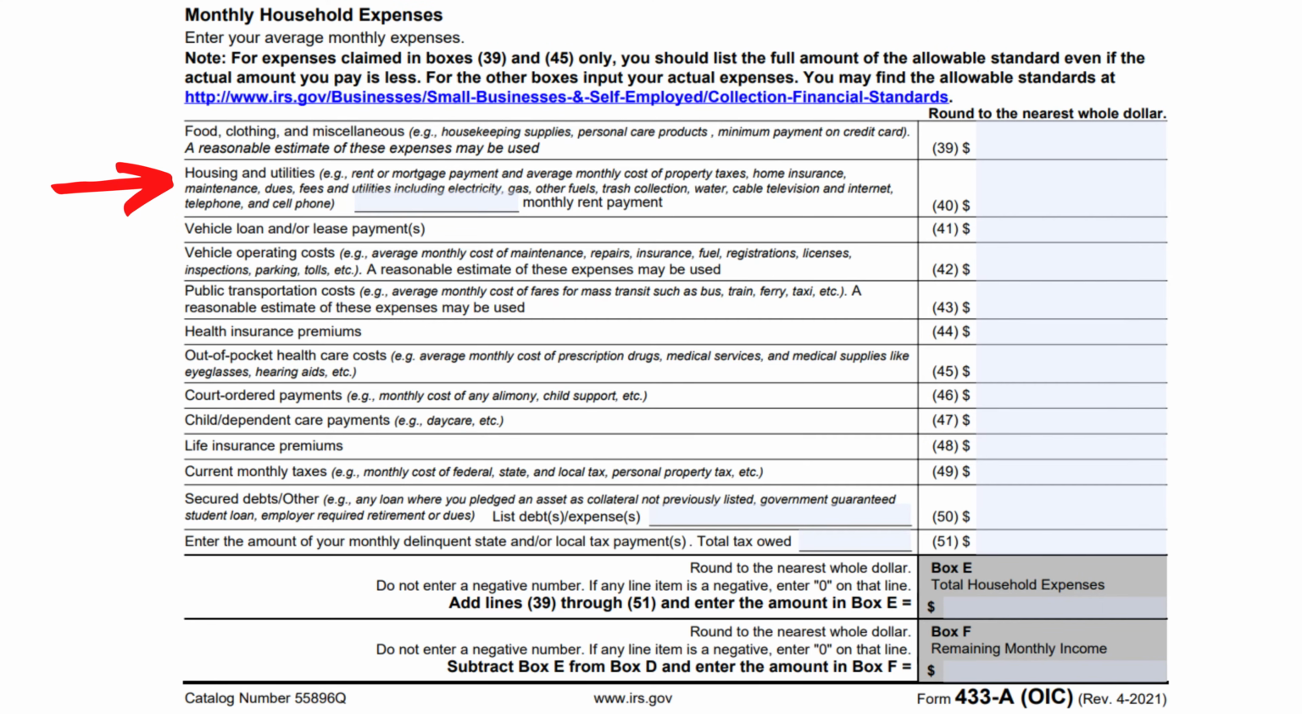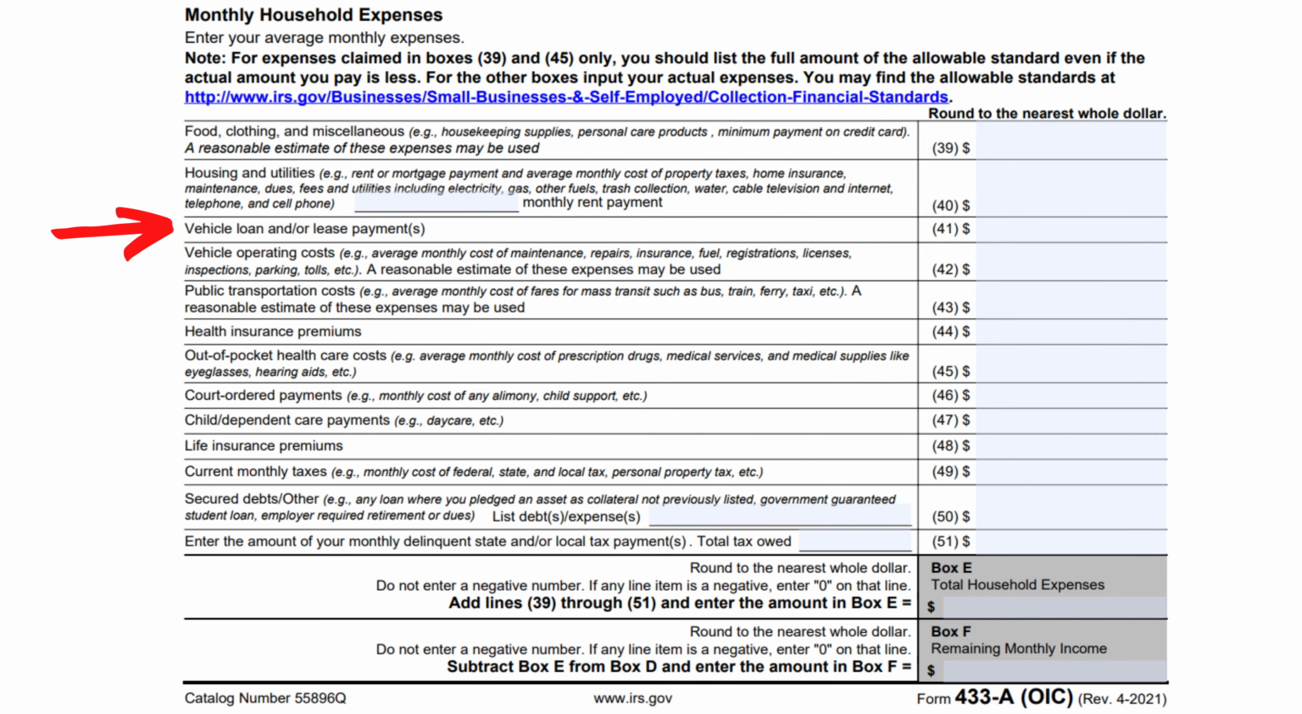So with secured debt, this doesn't include your mortgage payment, right? Because even though that's secured debt, that's already been accounted for in line 40, housing and utilities. This also doesn't include your car loan payments for the same reason. Even though that is secured debt, that's already been accounted for in line 41, vehicle loan and/or lease payments that we discussed previously.